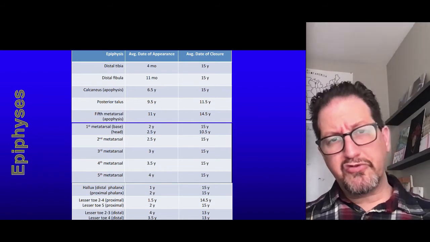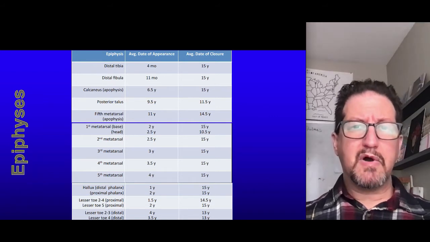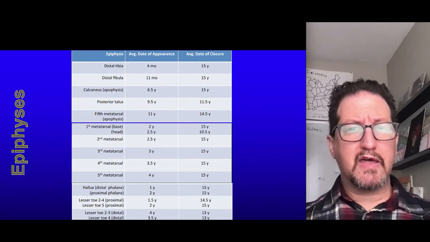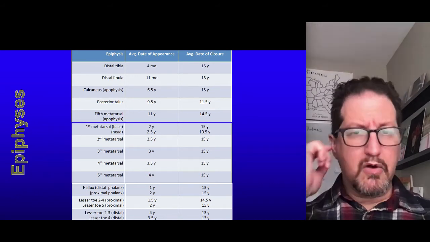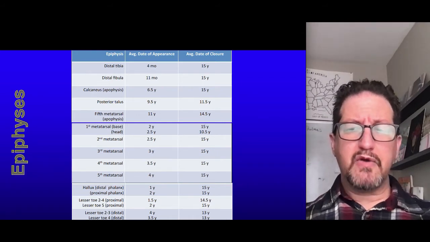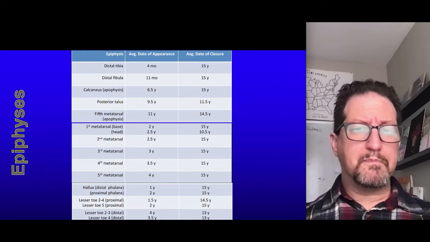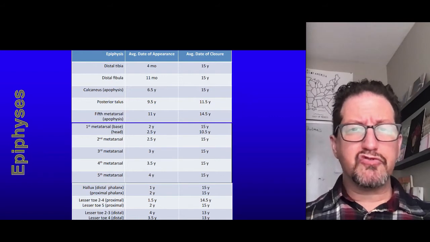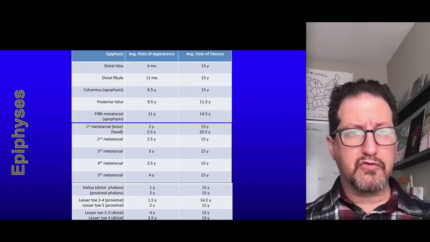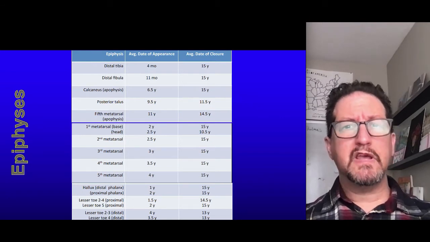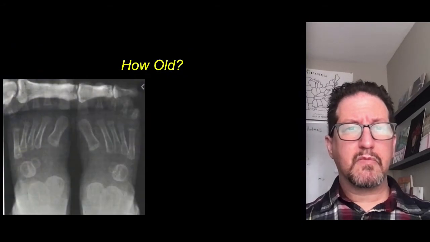Posterior talus a little bit earlier, but a lot of these really are closing at around the age of 15. So keep that in mind as you're thinking through these. If you have a child who has some issue and they're concerned about the growth plate, their average closure of pretty much all of the growth plates is going to be around 15 years old. Easy to remember.